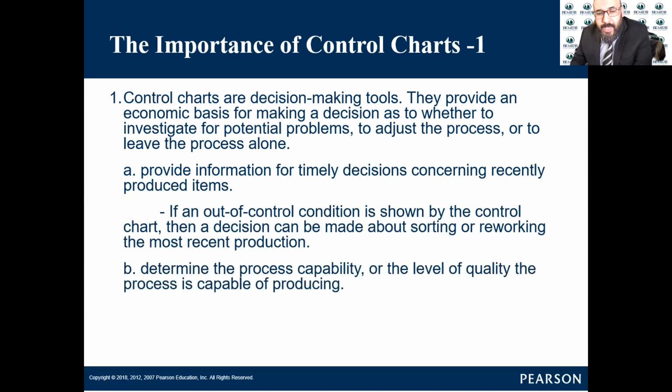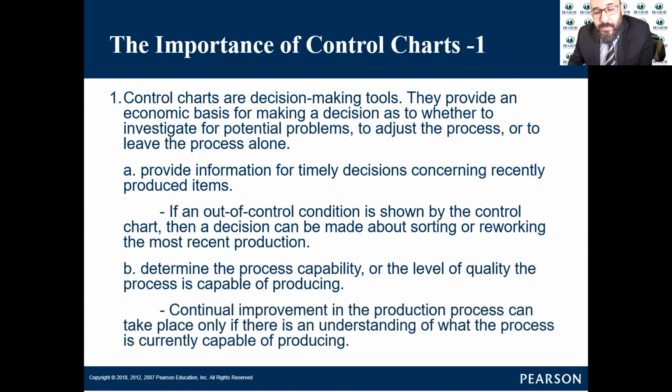B, determine the process capability. It's important to see if the process is capable of delivering what the customer needs or not. And so the control chart will help us to determine the level of quality the process is capable of producing. Continual improvement in the production process can take place only if there is an understanding of what the process is currently capable of producing.